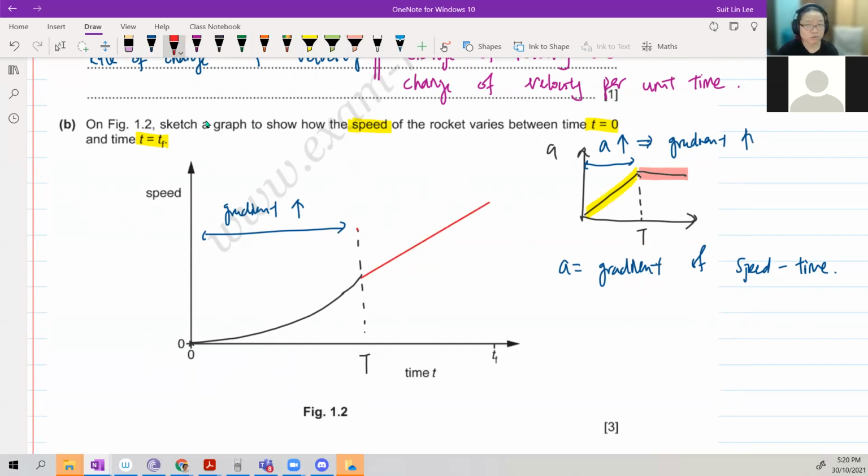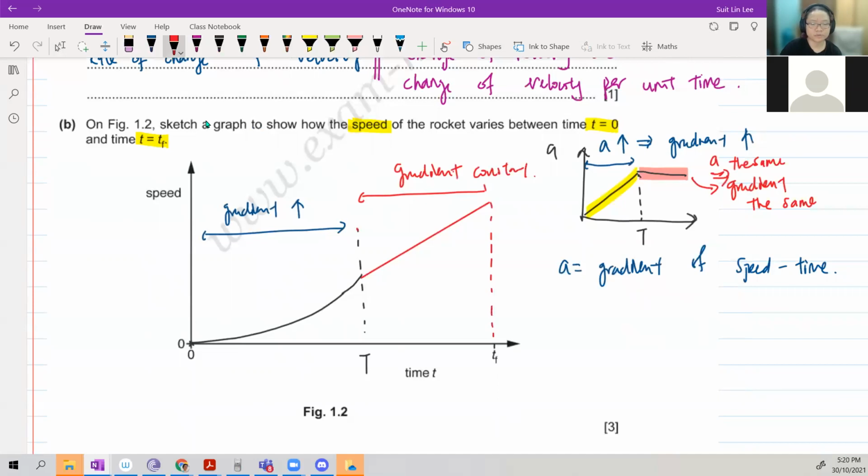So here's also a revision for the first part. Gradient the same, because a the same, constant. So this part here, gradient is constant. So this sketch is 3 marks.